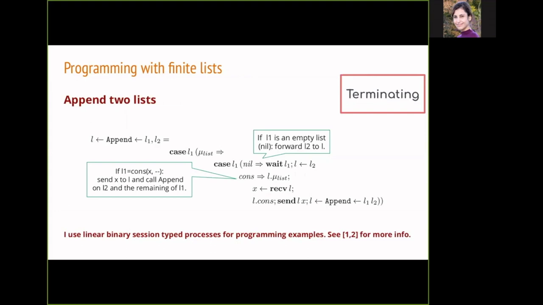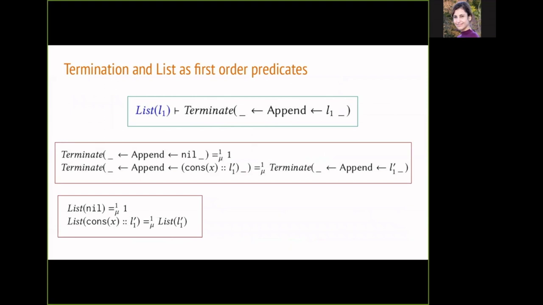I think we all agree that this program is terminating. Now we want to prove that this is actually the case. We define a predicate terminate, and we define it exactly on this program append. We actually use pattern matching to define it here, but you can take a look at its extended definition in our archive paper. So if the first argument of the append is nil, then we know that the program terminates, so we just put it equal to type 1.